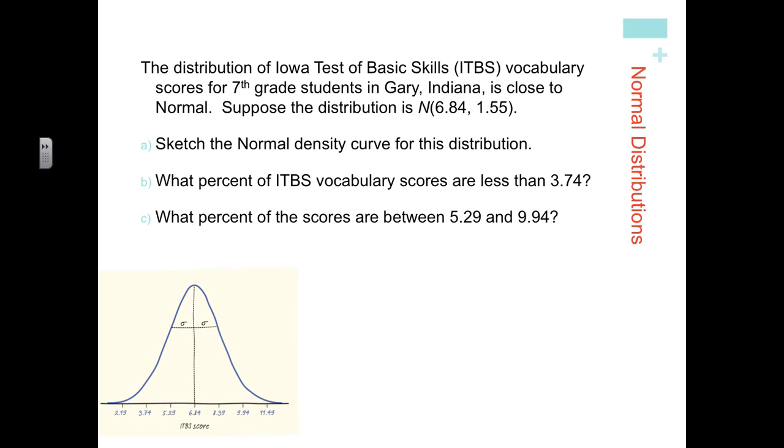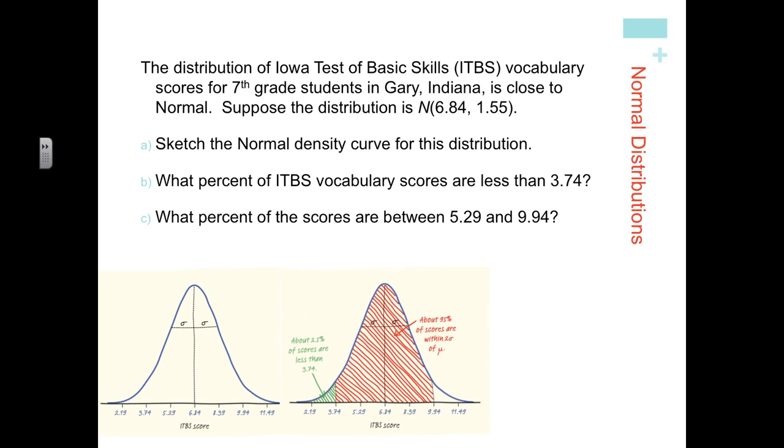Now, if I ask you for a percent or a proportion, it's the area underneath your curve. So you're looking at areas between certain standard deviations. Right now I'm looking for scores less than 3.74. So I'm going to locate 3.74 on my graph. Okay, so what percent of ITBS vocab scores are less than 3.74?